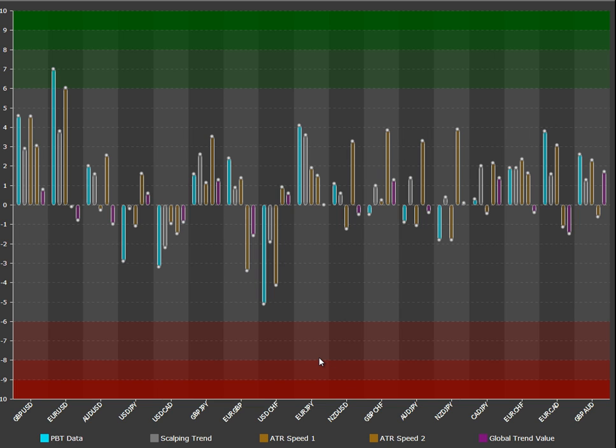EDGE Scalper basically consists of three parts. You've got the PBT data, which is over here on the right. That's the aqua blue lines for each currency pair. You can see from left to right we've got all 17 currency pairs that we normally trade. The second part would be the global trend value. That's very important for both scalpers and day traders, even swing traders for that matter, and that's the purple that you see for each currency pair. So I want you to focus on those two items as we go through the movie. The other three are considered secondary confirmation, and we'll talk about how that works in just a minute.